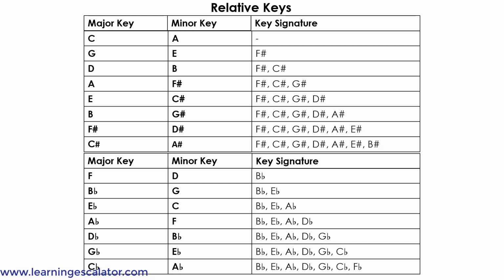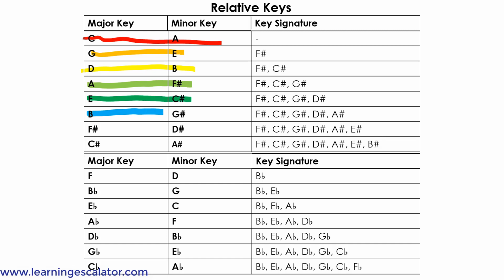So like C major and A minor are relative keys, and G major and E minor are relative keys. D major and B minor are relative keys. A major and F sharp minor are relative keys. E major and C sharp minor are relative keys. B major and G sharp minor are relative keys. F sharp major and D sharp minor are relative keys.